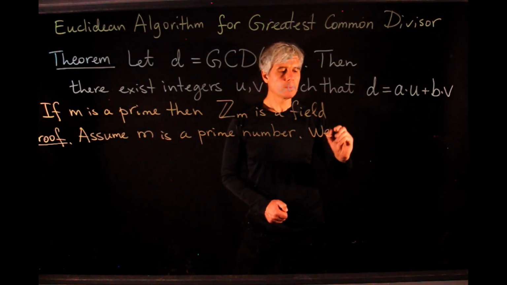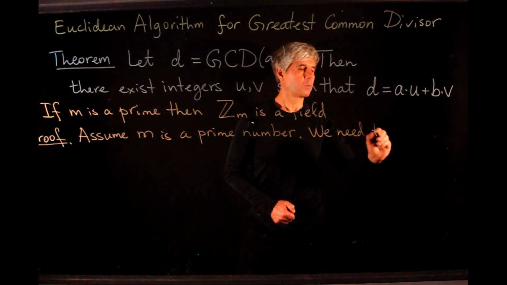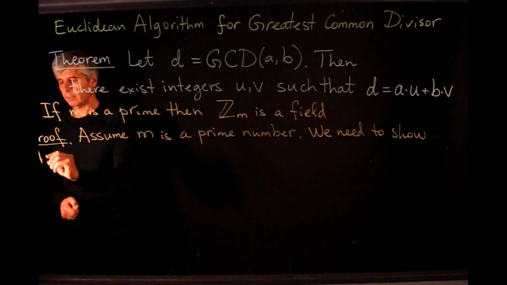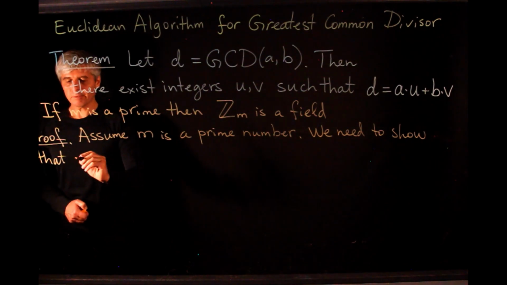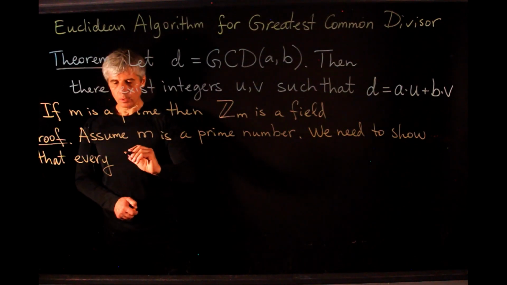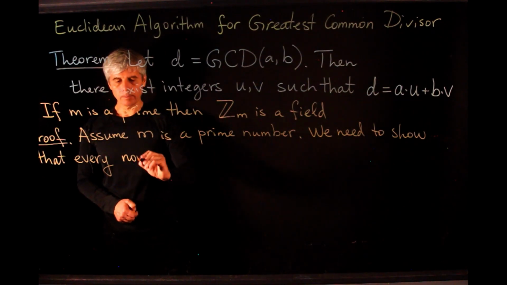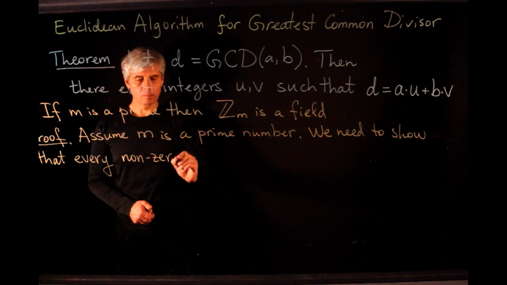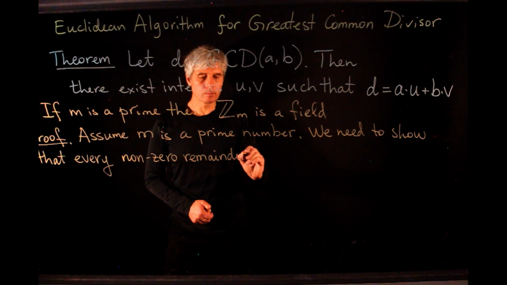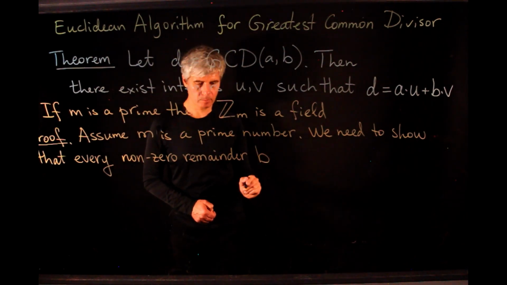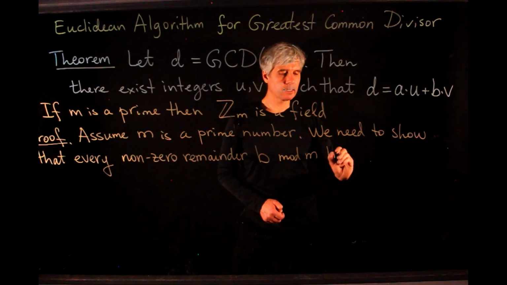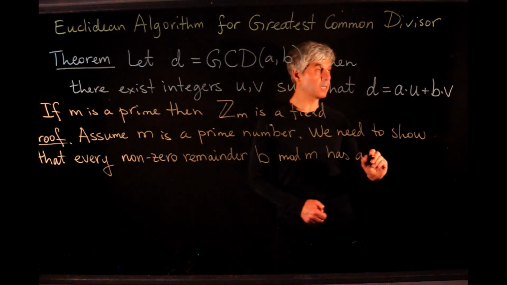We need to show that every non-zero remainder b mod m has a multiplicative inverse.